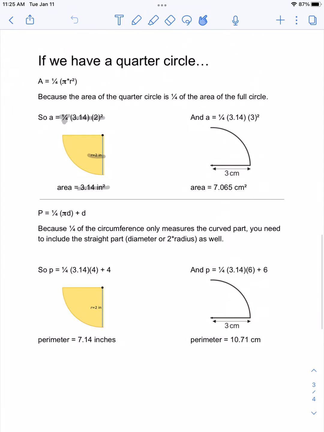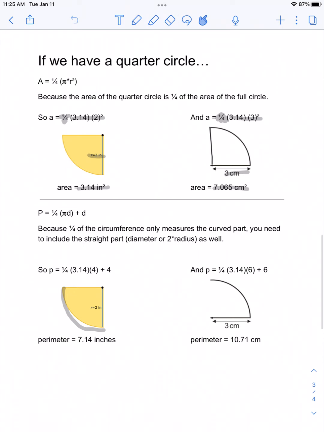All right, and then the next one, the edge got a little cut off here. If you want to add that into your notes, go for it. You'll see our radius is 3, so we have our formula for the area of the full circle, 3.14 times 3 times 3, or times 3 squared. And then we find 1/4 of that, which will give us 7.065 centimeters squared.